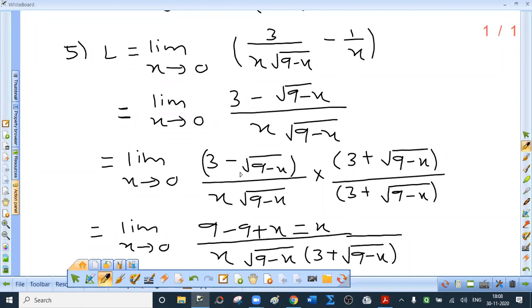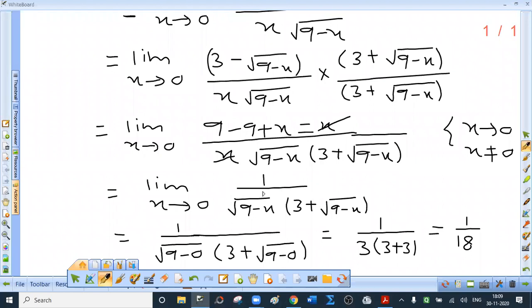So 9 minus in bracket 9 minus x. So it is simply x. Denominator as it is. Now in the next step, cancel x. Why can we cancel x? Because x only tends to 0. X is not equal to 0.